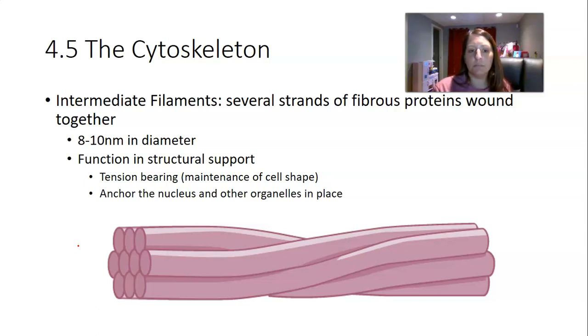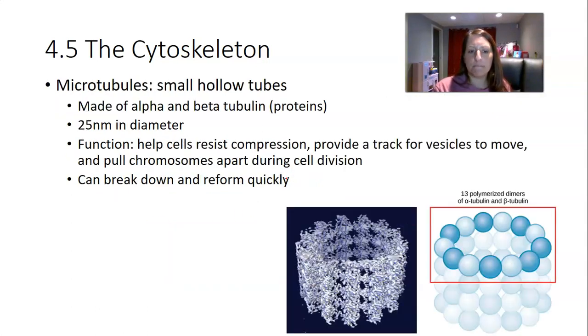organelles. Okay, last one: microtubules. These are going to be the largest of the bunch. Microtubules are hollowed out tubes made up of alpha and beta tubulin. Those are proteins. And the diameter of a microtubule is 25 nanometers. So again, these are going to have the largest diameter.